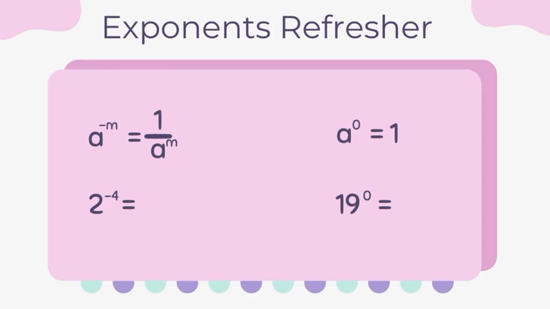Before we go on to practice, we're going to have a little exponents refresher. If you have a to the negative m, with m being any number, that equals 1 over a to the m. So if you see a negative exponent, that means you need to make it a fraction and make it the reciprocal of what it would be. An example is 2 to the negative 4. We can rewrite this using the previous rule as 1 over 2 to the 4th equals 1 over 16. Something else is that any number to the 0 power equals 1. So a to the 0 equals 1. Using that, we can find that 19 to the 0 power also equals 1.